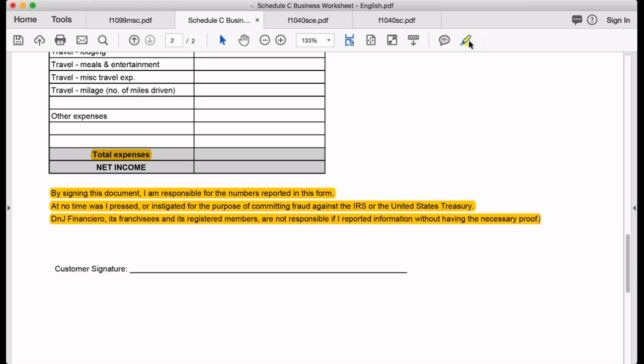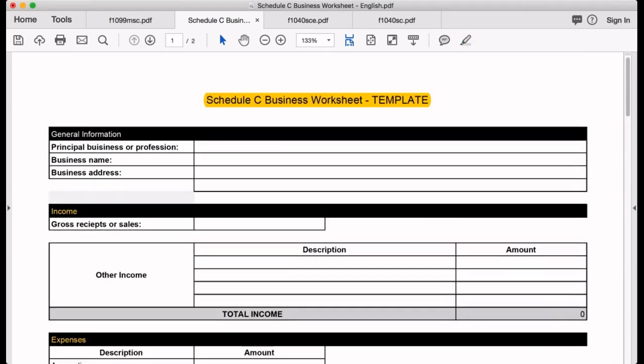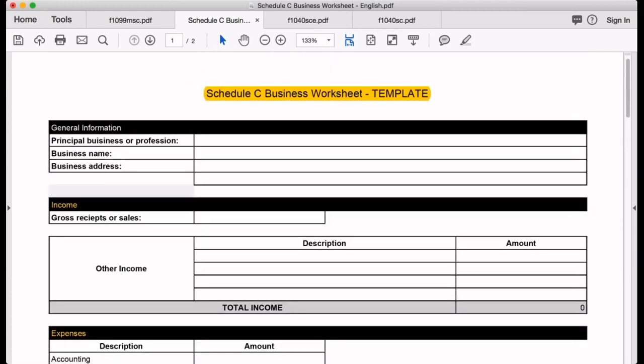So let me tell you why. Let me tell you what we use this for. We use this, number one, to make sure that the customer feels that this is not a joke, that this is important, that he or she reports the numbers as honest as possible, and that he or she should not be reporting anything that they cannot prove.